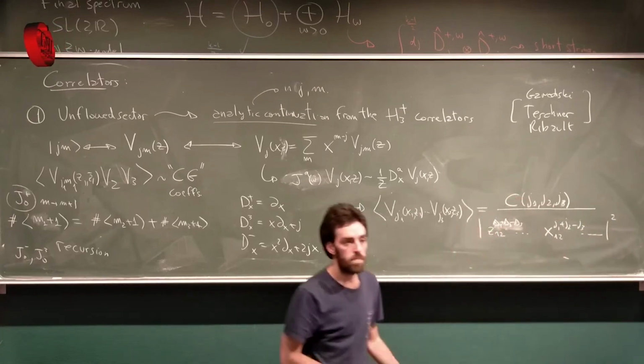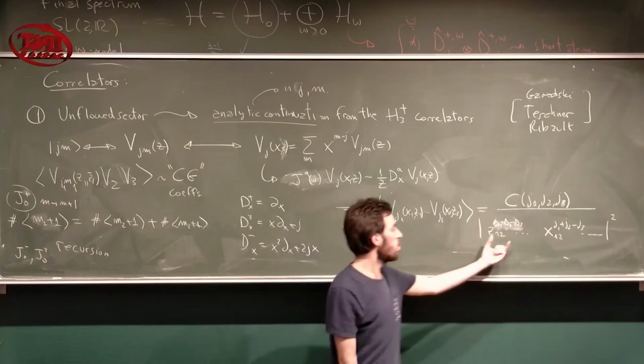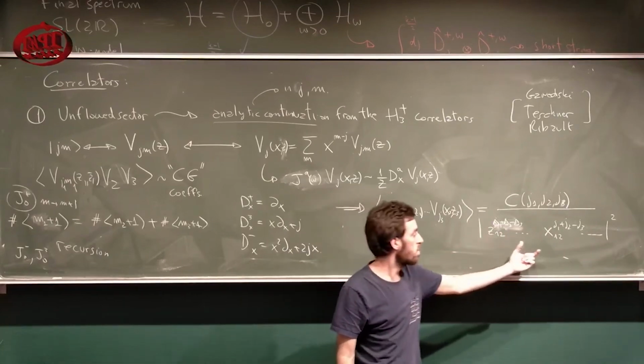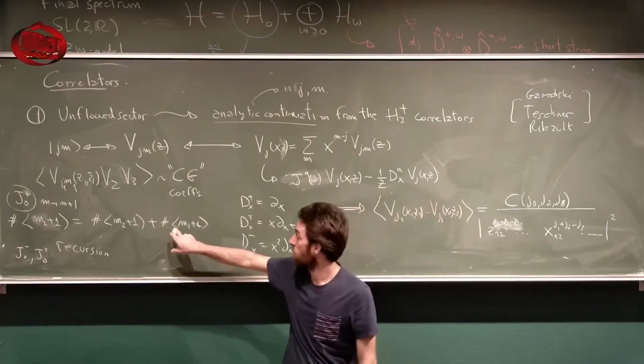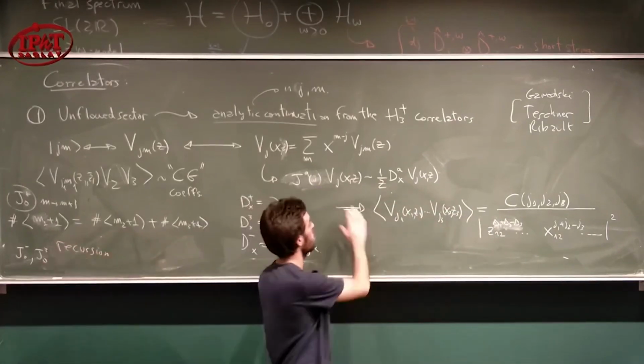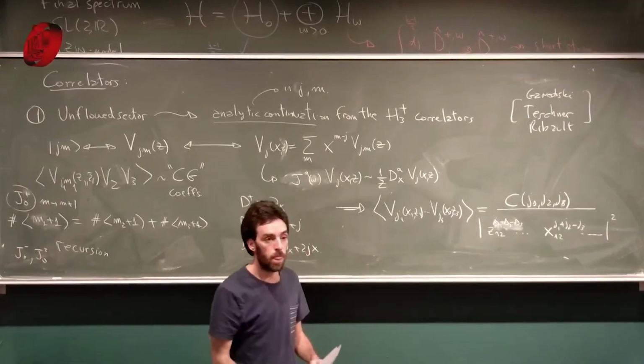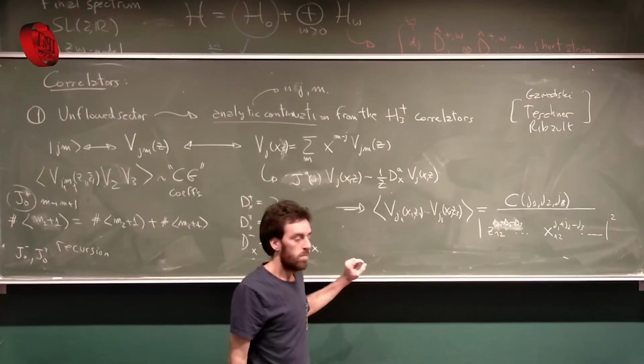Good. Right? So this is all the dependence on the z, and this is all the dependence on the x's, which encodes all the dependence on the eigenvalues m through this transformation here. Okay? So far so good?